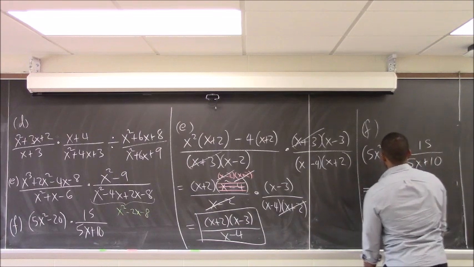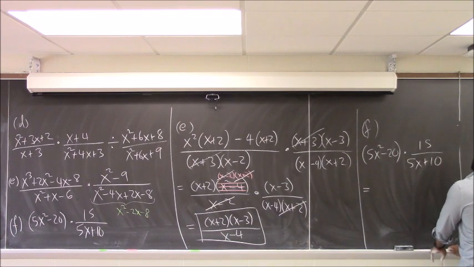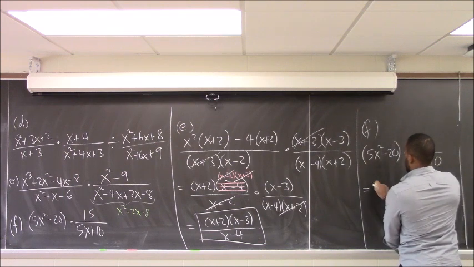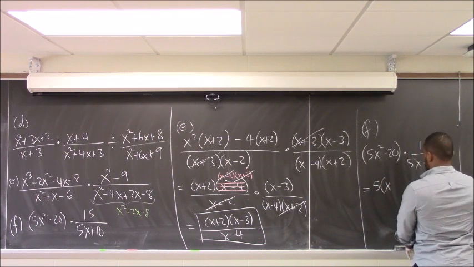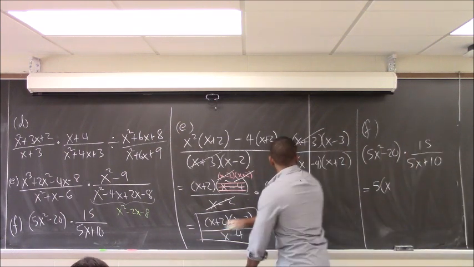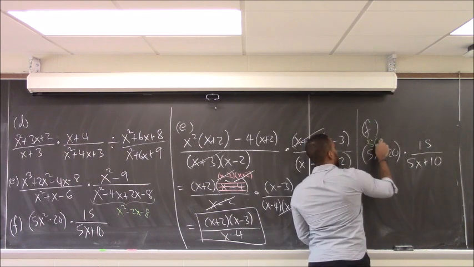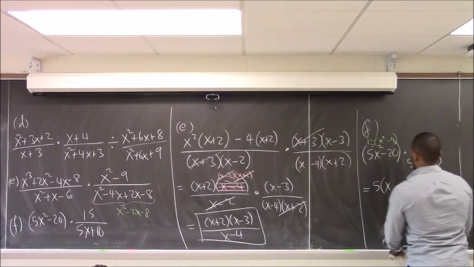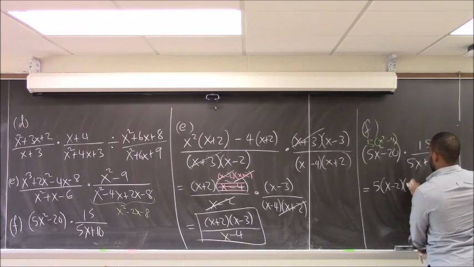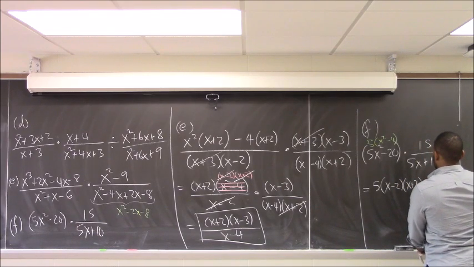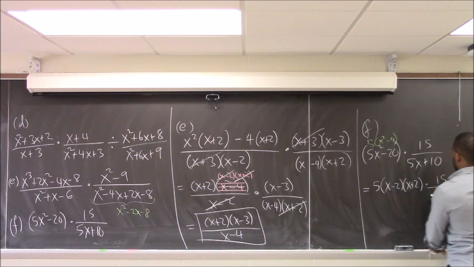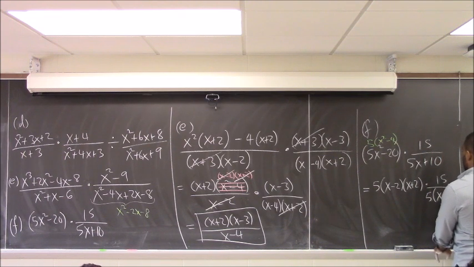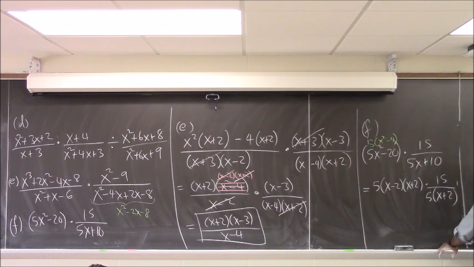There are no silly problems. Okay, what do I do here? Right, so this is recognized as 5 times x squared minus 4. So I can do 5 times x minus 2 times x plus 2. So you can cancel this, cancel that, cancel this, cancel that.